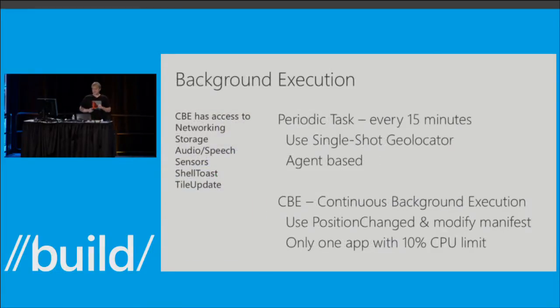For both of these, there are forms of running them in the background. For the single shot, there's a periodic task. It's part of the agent model that we have for running in the background. It's a separate DLL from your app that you include in your XAP. The fastest frequency at which a periodic task can be run is every 15 minutes. So this is more if you just roughly want to track where the user is. You can do a single shot. You can even get a cached location if you want during that single shot.